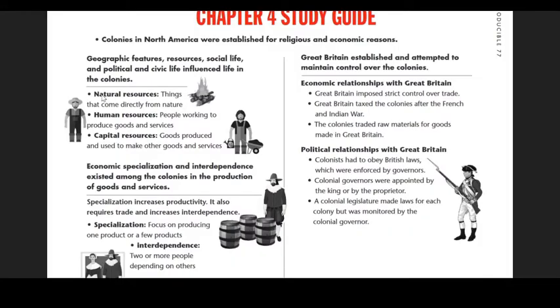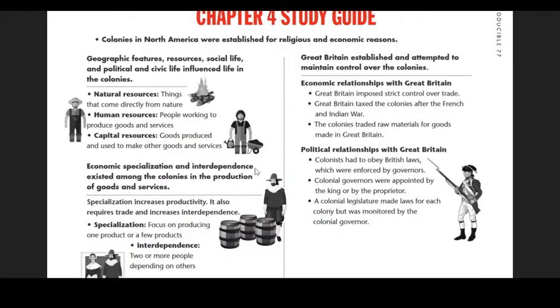Things that come directly from nature are natural resources. People working to produce goods and services are human resources. And goods produced and used to make other goods and services are capital resources. So for instance, wood, rocks, water, those are natural resources. We get them from nature. Human resources would be like a hunter, a teacher, a politician. Capital resources are things like houses, hammers, fishing rods. Those are things that we use to do things with.